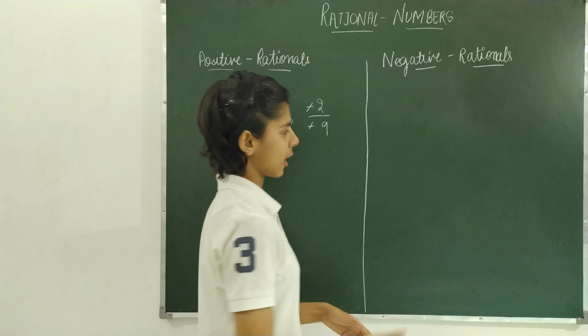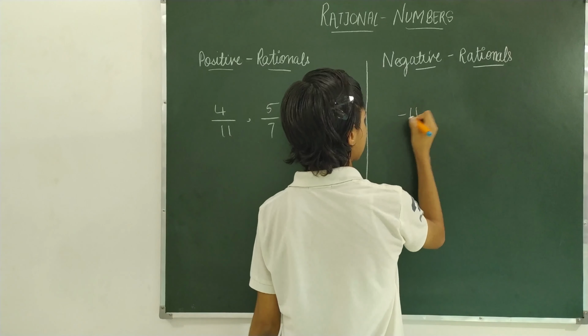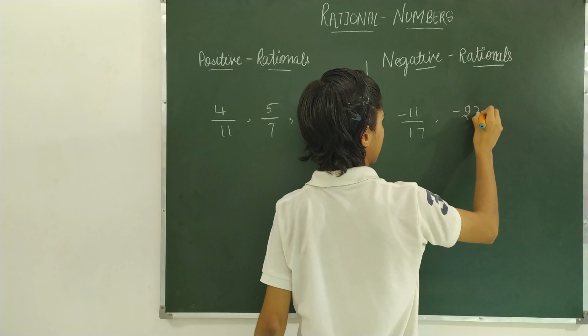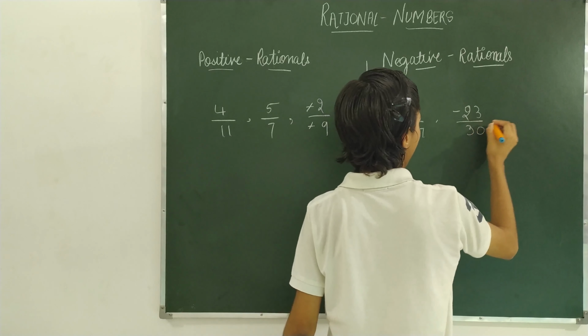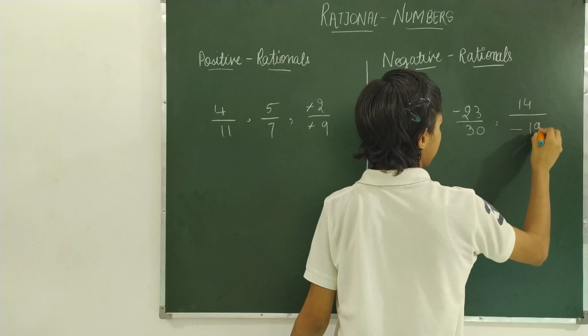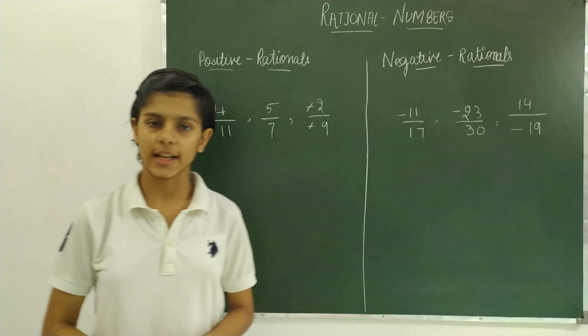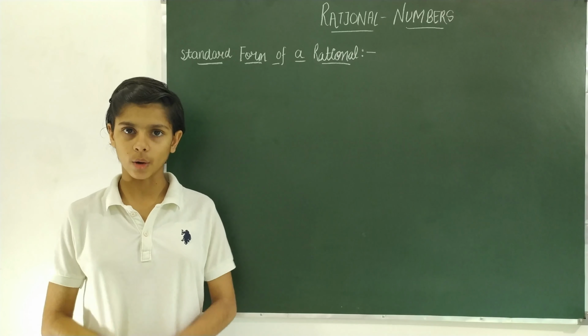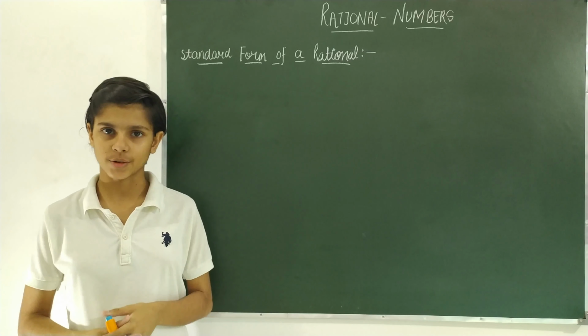Now negative rational numbers: minus 11 by 17, minus 23 by 30 or 14 by minus 19. These are the negative rational numbers. Now we will discuss the standard form of a rational number.